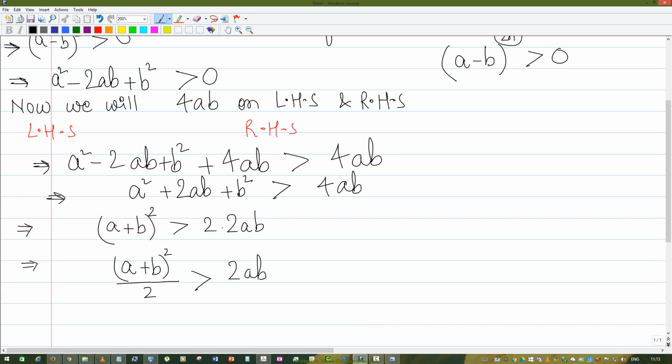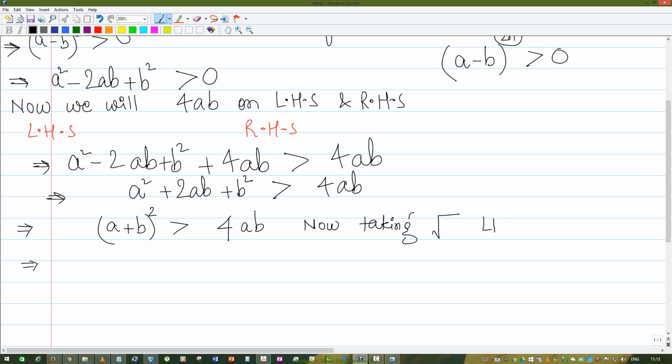Okay, so before we do that, I've just skipped one part. Before we do that, it's 4ab. Now taking square root on both LHS and RHS.